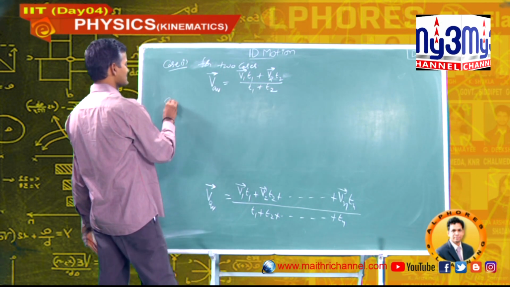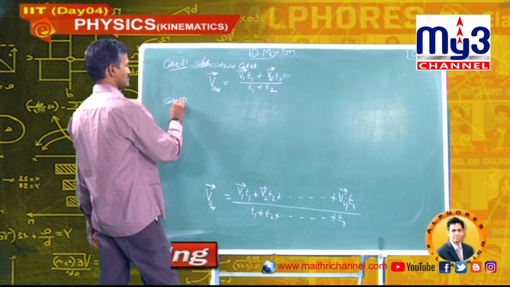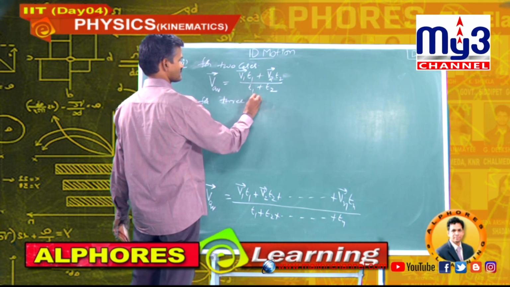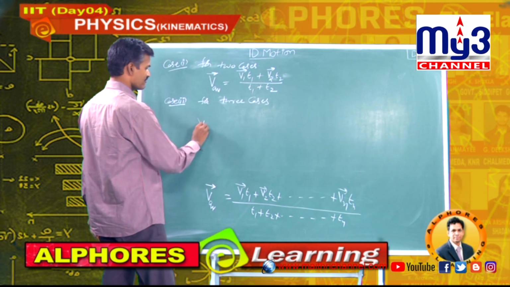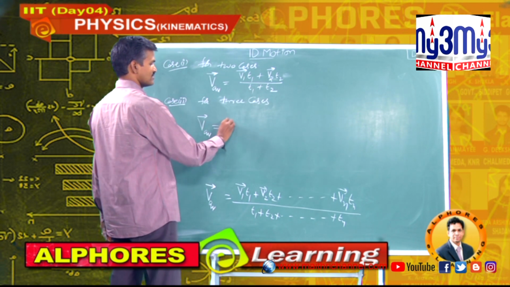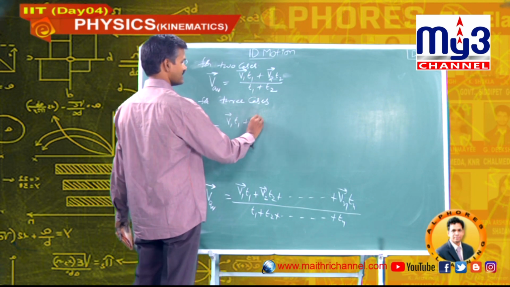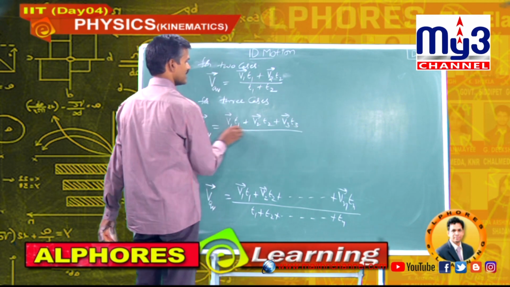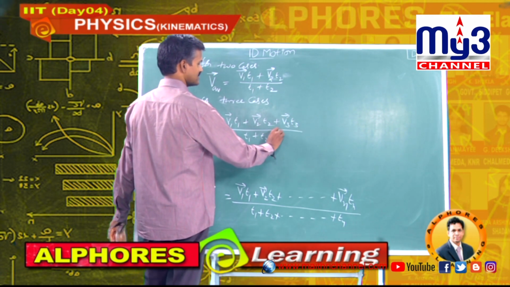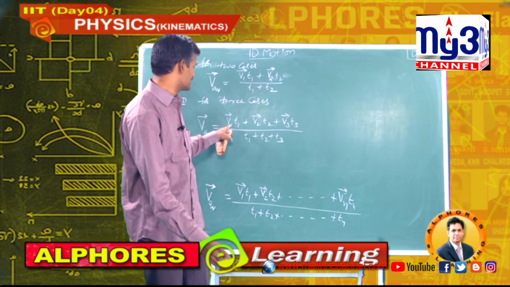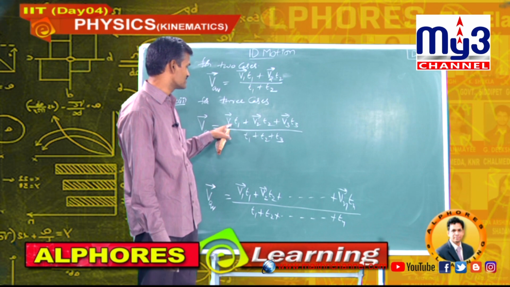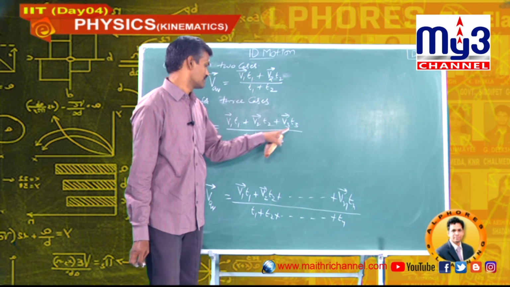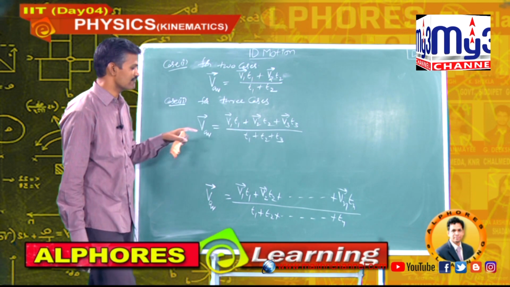Similarly, for three cases, case 2, this average velocity can be written as V1 bar into T1 plus V2 bar into T2 plus V3 bar into T3 by T1 plus T2 plus T3. Students, here we can understand that we are not adding the velocities, we are adding the vectors V1 bar, V2 bar, V3 bar by T1 plus T2 plus T3. This gives the average velocity.